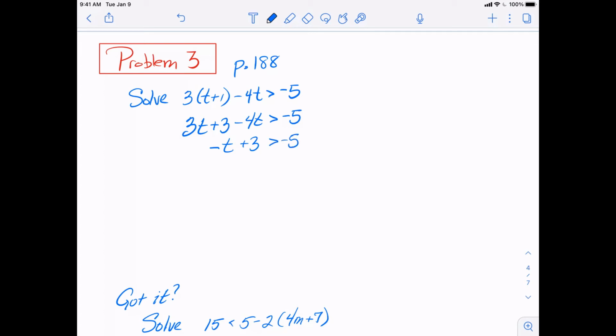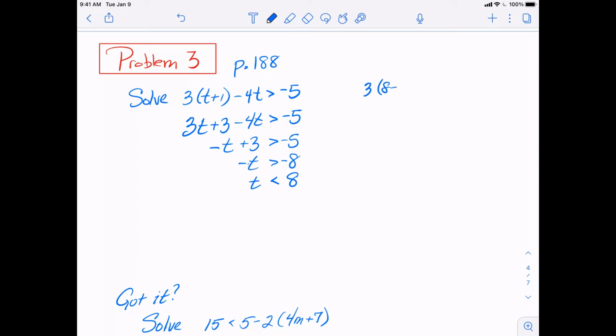We can subtract 3 from each side, so we would get negative t is greater than negative 8. And then we can multiply this inequality by negative 1 to get t is less than 8. And remember to switch the inequality when we multiply or divide by a negative. And let's check that out.